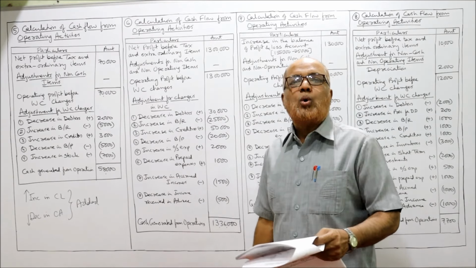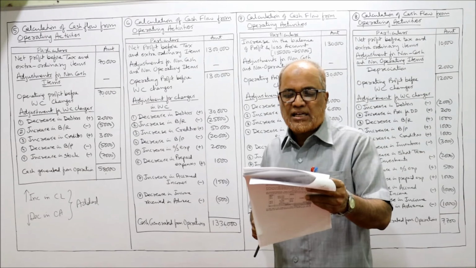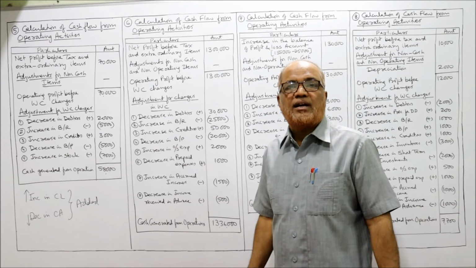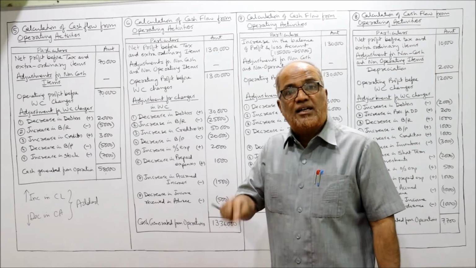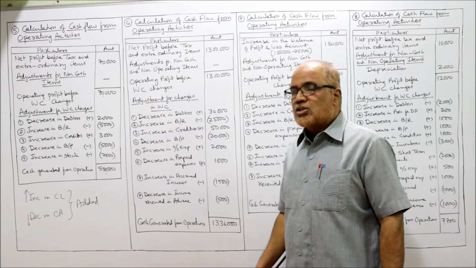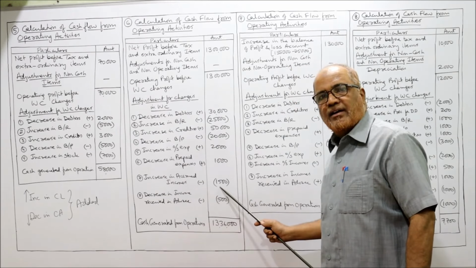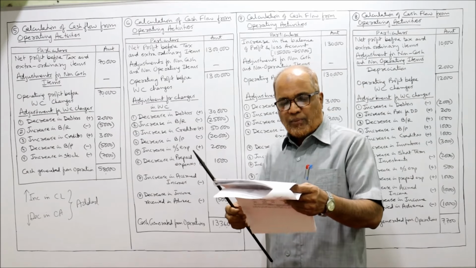Next comes accrued income. Income receivable is a current asset. Last year 6,000, current year 7,500. Increase in current asset is deducted. So increase in accrued income, deduct, minus 1,500. Take the difference between the two amounts.